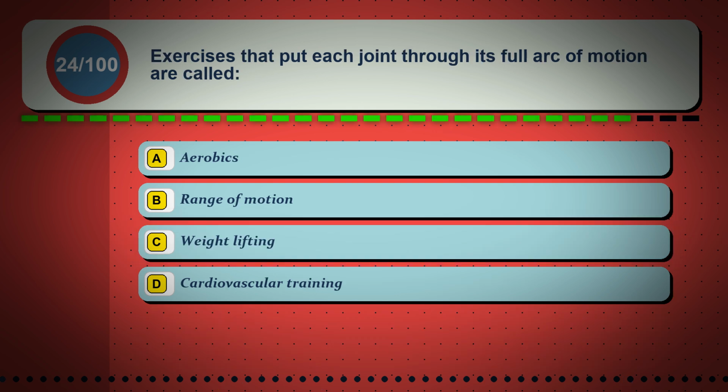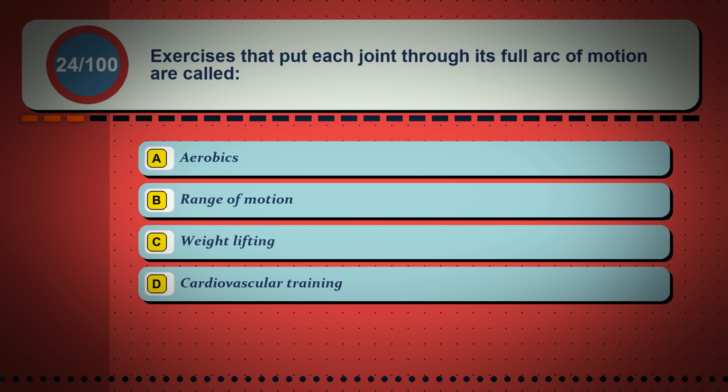Question 24. Exercises that put each joint through its full arc of motion are called option A, aerobics. Option B, range of motion. Option C, weight lifting. Option D, cardiovascular training.